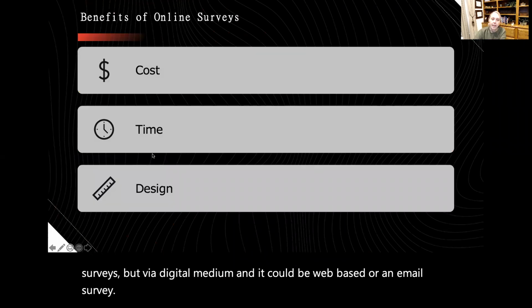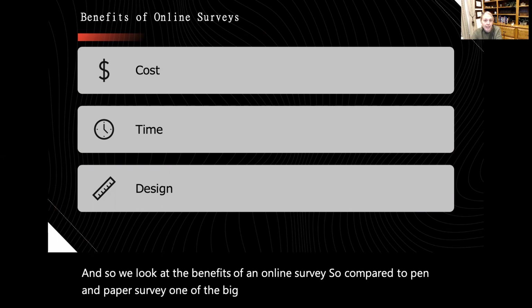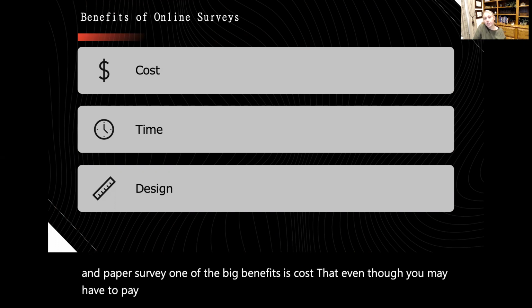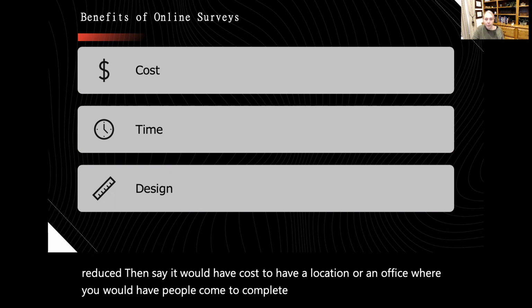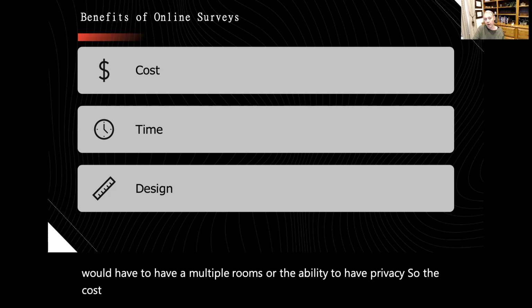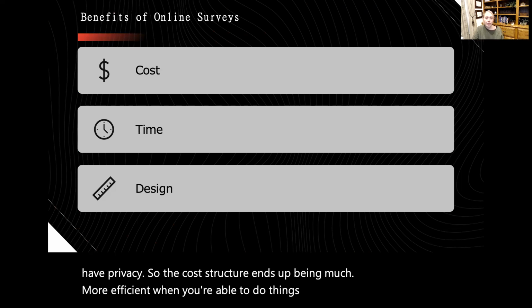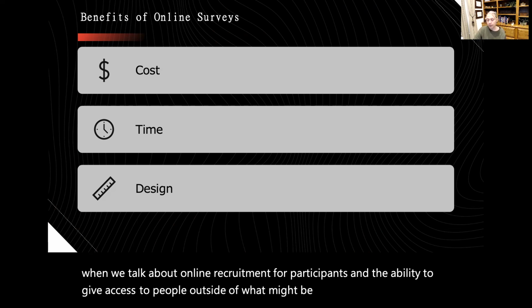And so when we look at the benefits of an online survey, say compared to a pen and paper survey, one of the big benefits is cost. Even though you may have to pay for a software package, many times the cost is significantly reduced compared to what it would have cost to have a location or an office where you would have people come to complete the survey in person, where you would have to have, say, multiple rooms or the ability to have privacy. So the cost structure ends up being much more efficient when you're able to do things online, especially when we talk about online recruitment for participants and the ability to give access to people outside of what might be considered a convenience sampling.